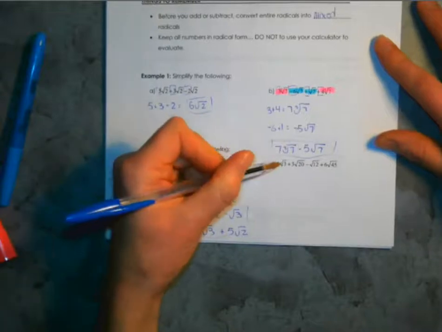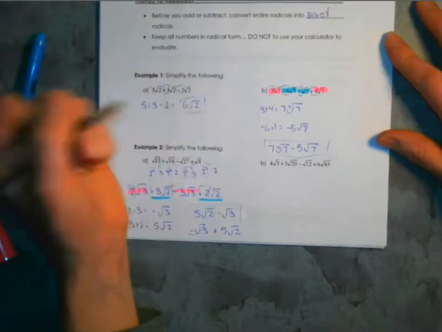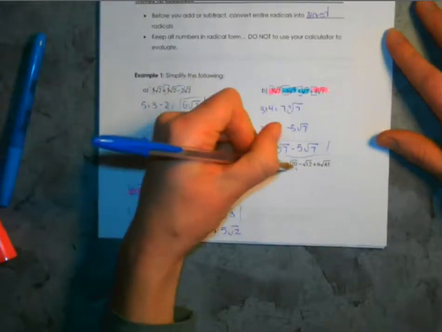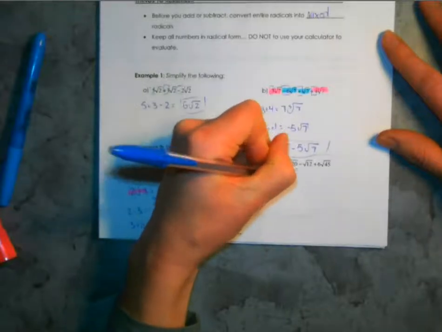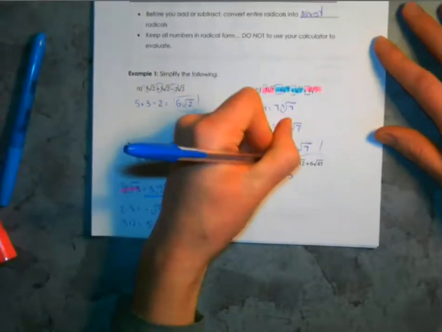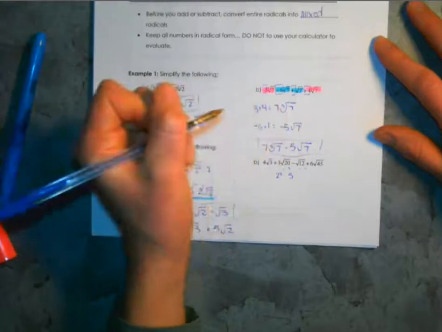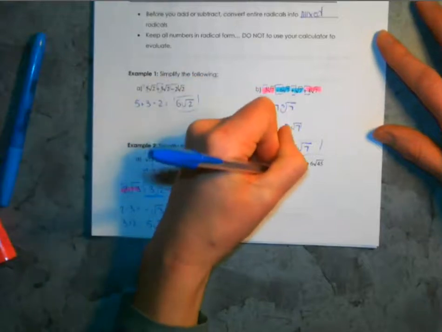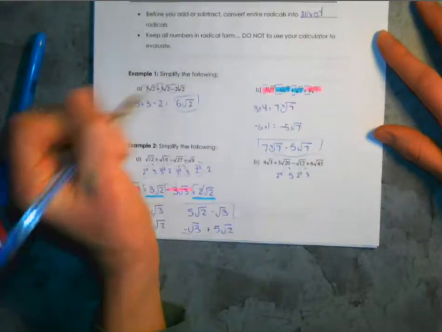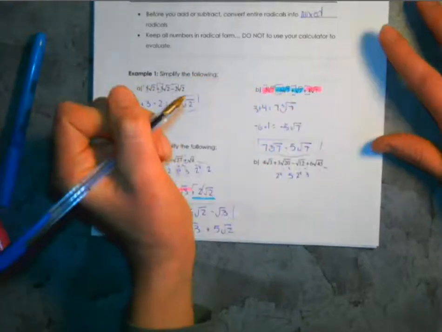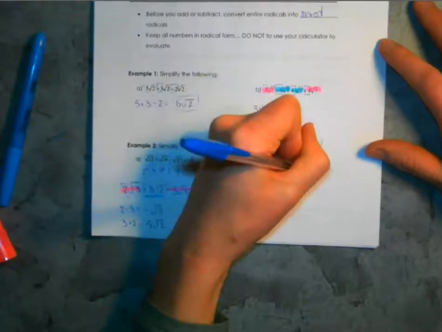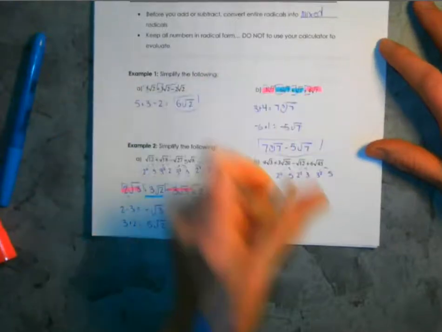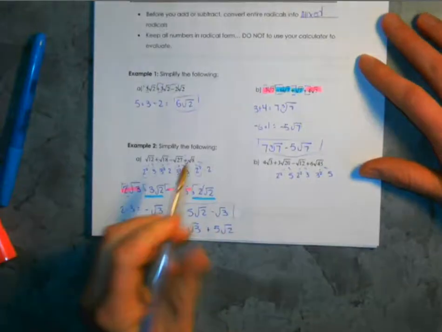So we have 4 root 3. Can't simplify 3 anymore. There's no factors in there. 20 we know is 4 times 5, and 4 is 2 squared times by 5. 12 we know is 3 times 4, and 4 is 2 squared times by 3. 45 is 9 times 5. 9 is 3 squared times by 5. So 9 times 5 gives us 45.